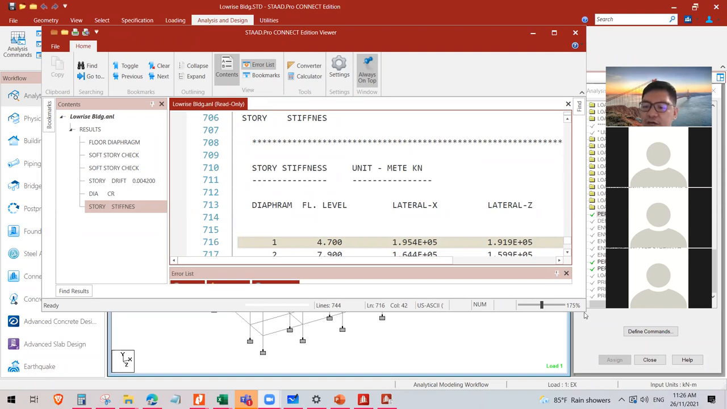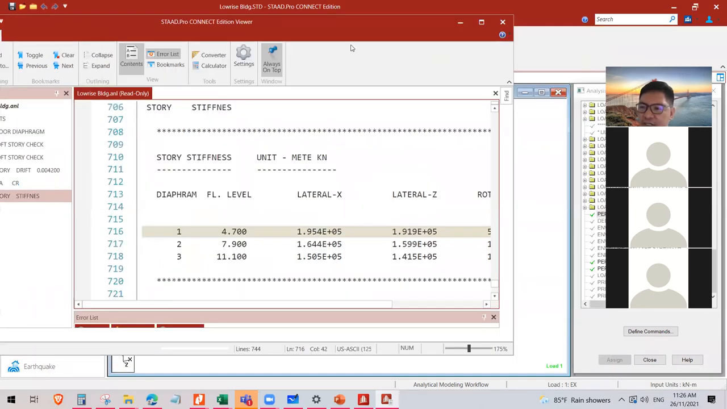So that's it. Without doing the dynamic analysis, remember, may discussion tayo, when do we need to perform dynamic analysis? Kapag 5-story and up, or 20 meters in height. So here, without doing dynamic analysis, kahit pa sabihin na natin 6-story yan, 8-story, it's just for preliminary check.